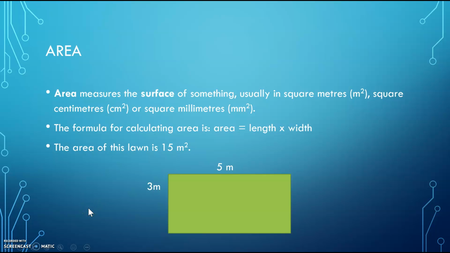Okay. Now let's figure out the area. When they're asking the area, what they really want to know is how much space is on the inside. The units are squared, whether it's millimeters, inches, feet, whatever we're talking about, because it's talking about how many squares of that measurement would fit inside. And the way that we calculate area is simply to multiply the length times the height. In this case, we have 5 and 3, so it's 5 times 3. The area of this lawn is 15 meters squared.